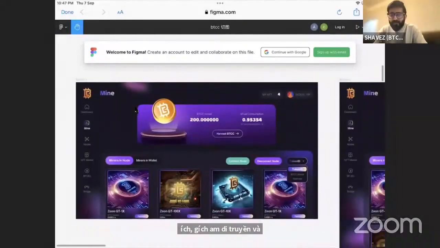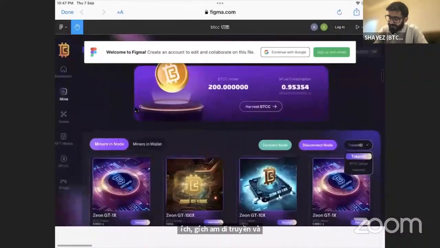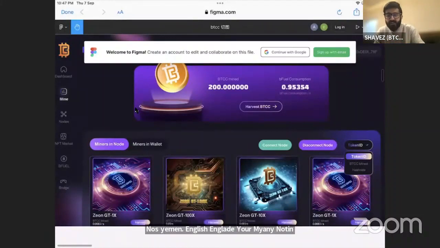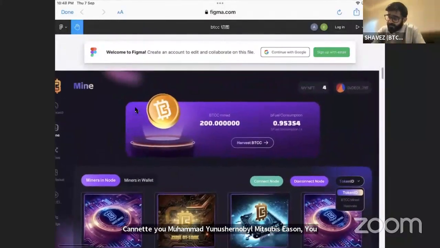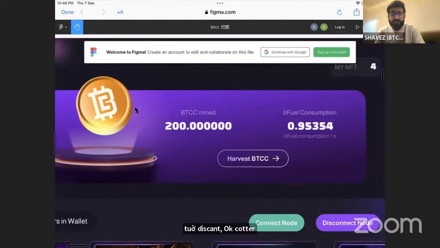The second page is Mine. This is the mining page. You see your miners in node, your miners in wallet. Your miners in node means these many miners are mining in real time. Your miners in wallet are your miners owned by you, but they are not mining. You have not connected your miner to the node. It's super easy. I told everyone, you just have to click to connect and click to disconnect. Okay. This is the total BTCC mined, and this is the total B fuel consumption.